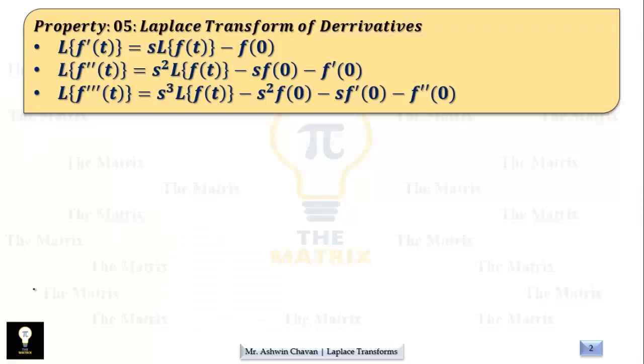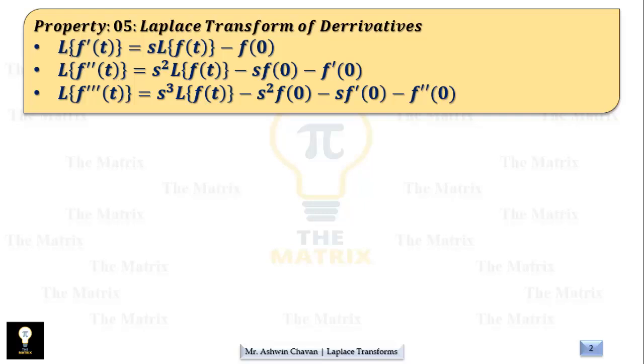So in previous sessions we have seen four properties. This is our fifth property, Laplace transform of differentiation. So if f of t is given, how to get Laplace of f dash of t, f double dash, f triple dash of t, and we can extend this formula for the nth derivative of t.